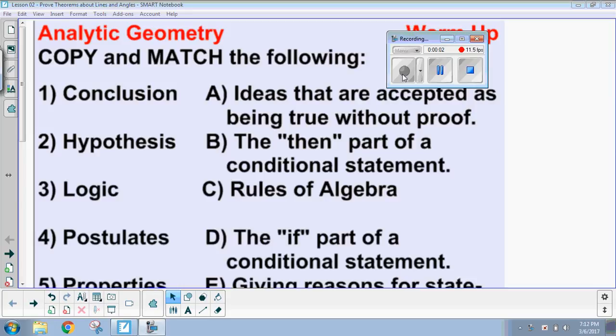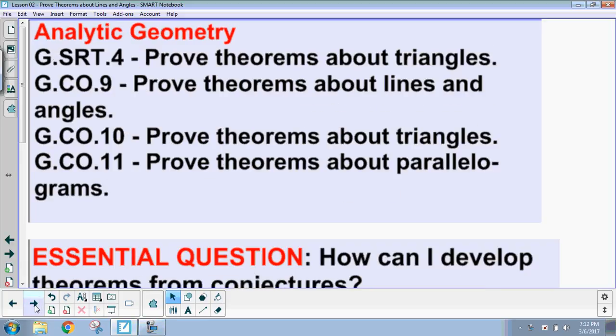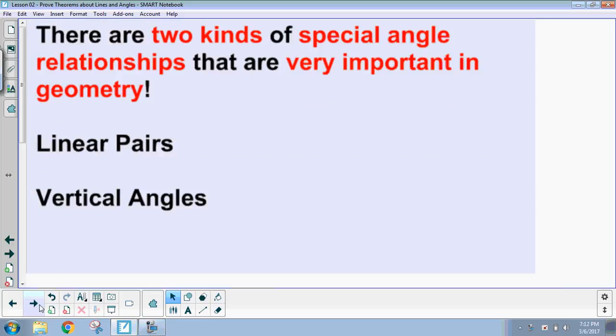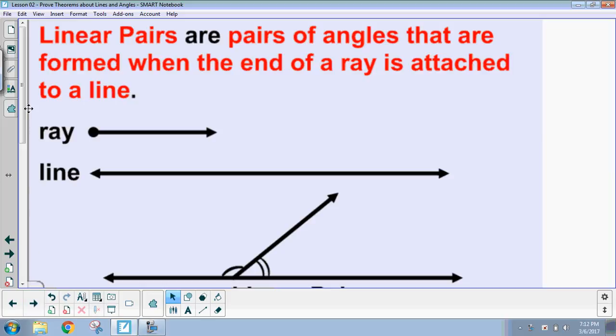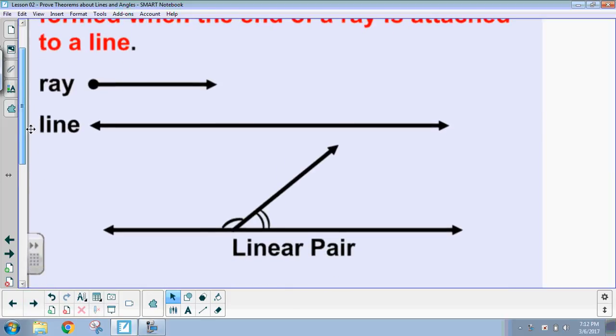Alright, guys. We did the warm-up in class, so we're skipping that. We talked about linear vertical angles, or we need to talk about those. But first was linear pairs.